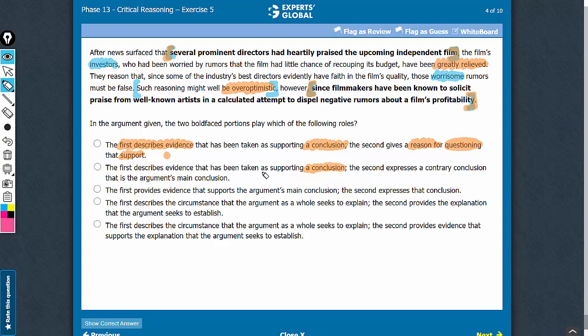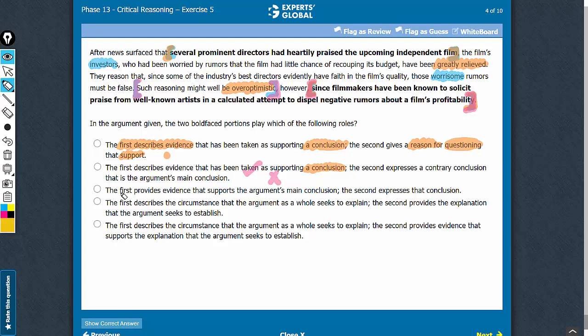Answer choice B, the first half of the answer choice is same as that in choice A. So this is alright. Look at the second half. The second expresses a contrary conclusion that is the argument's main conclusion. No, this part is not the main conclusion. This is a general practice. This general practice has been used as an evidence or a reasoning for supporting the argument's main conclusion. Answer choice B is a trap. It is very close, but this is not going to be the correct answer choice.